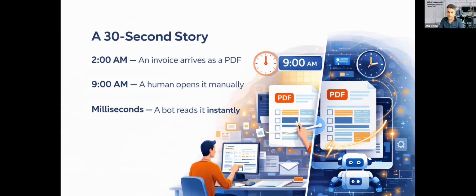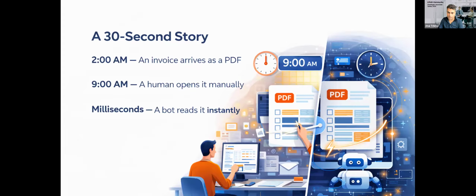In today's environment, that's simply not sustainable. Now, compare that with a bot. A bot reads that same PDF in milliseconds, without scrolling, without copying, without any fatigue, right? So automation is no longer a convenience, it's a necessity.